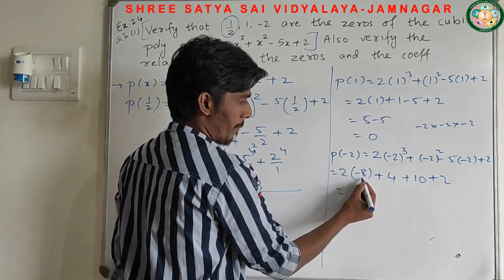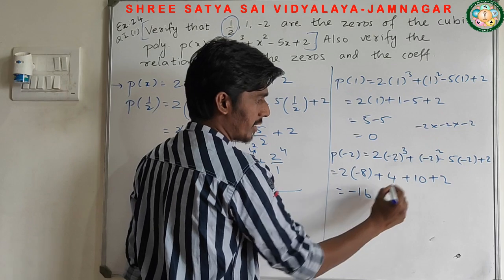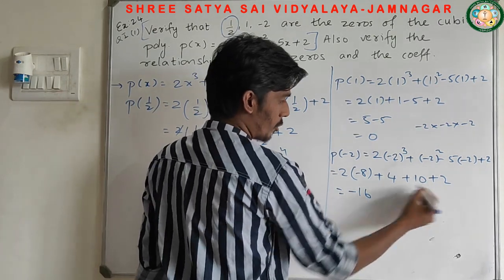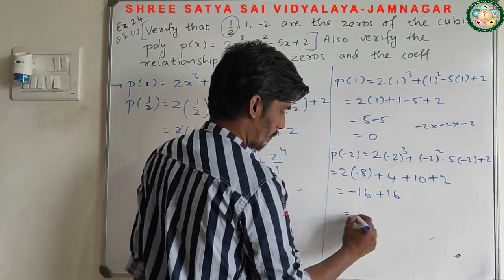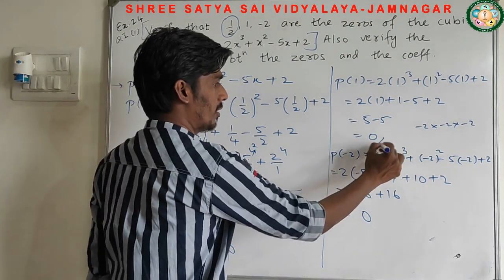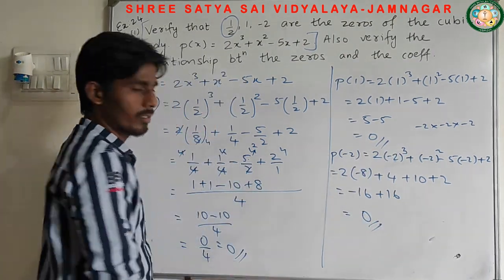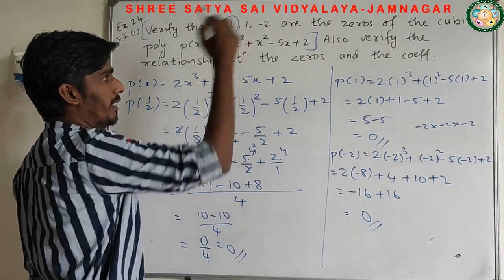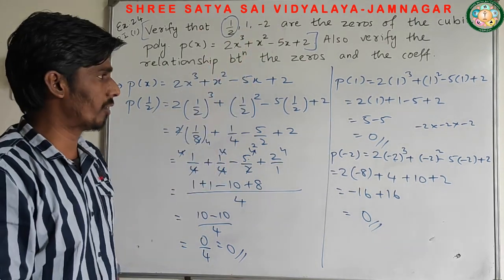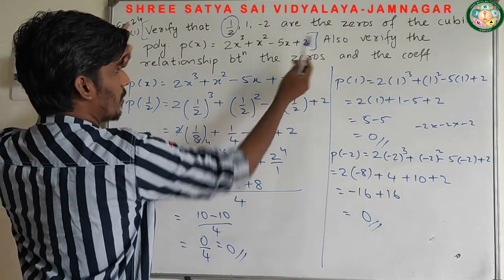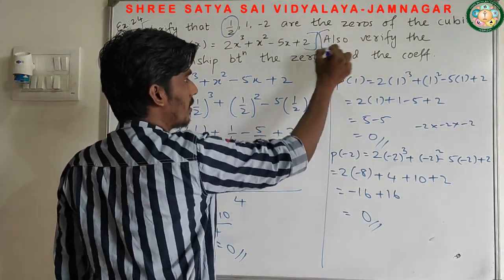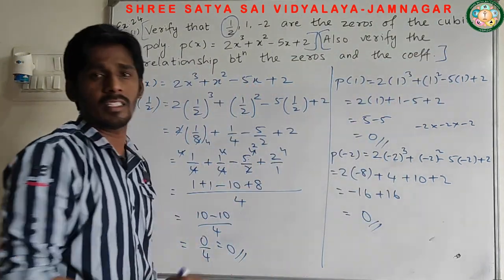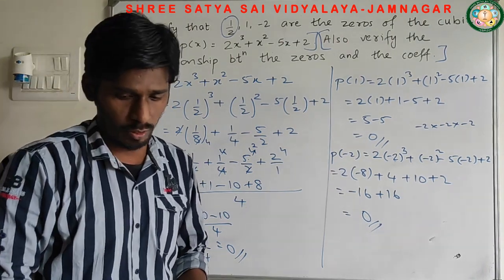So this will be minus 8 into 2 is minus 16. 10 plus 4 plus 2 is what? Plus 16. Again I got 0. So in all the three conditions, I got 0. So from this I can say that 1 by 2, 1 and minus 2 are the zeros of the given polynomial. Now this is half part of the sum done. Now you have to start with the second part of the sum, and that is a new thing for you, so you have to understand it properly.